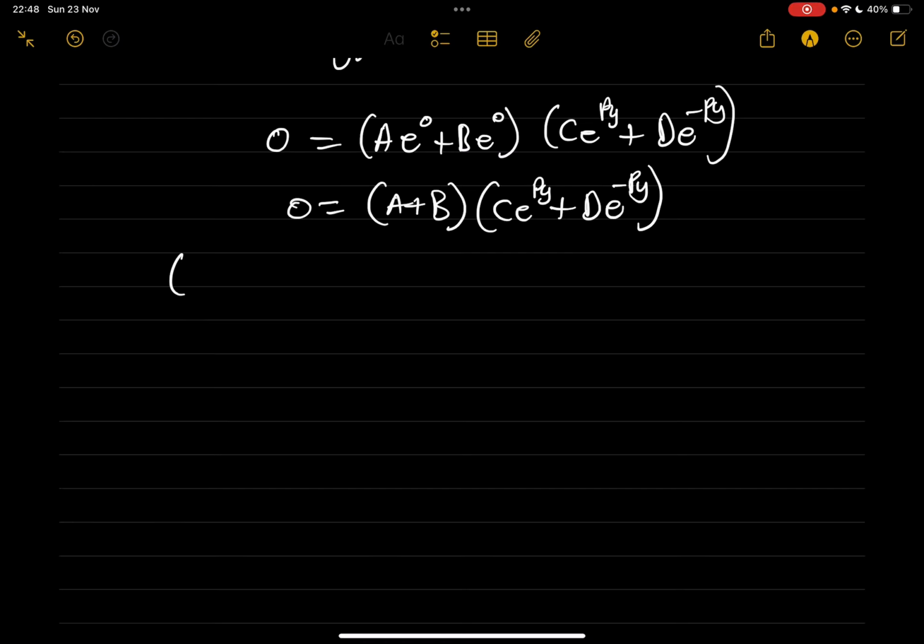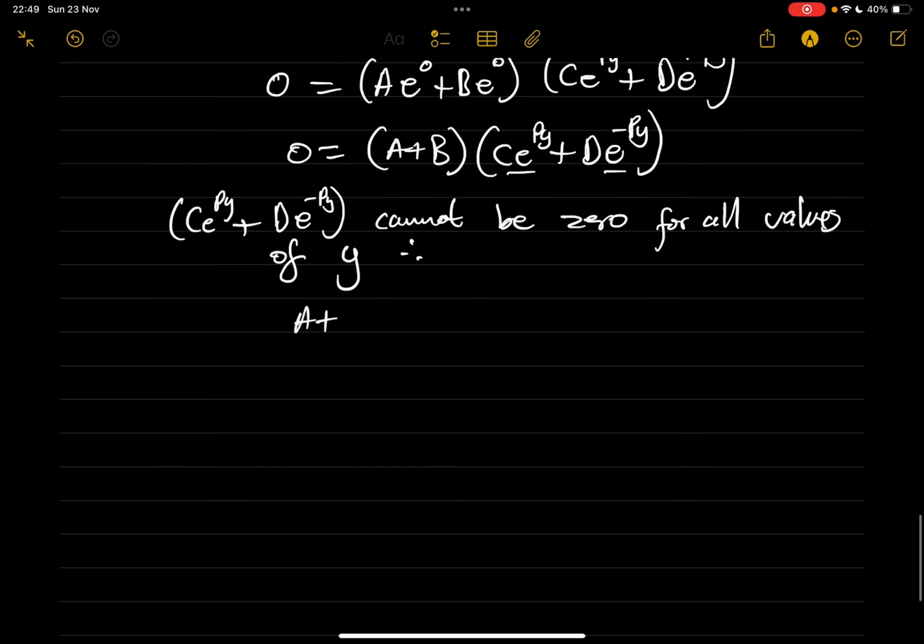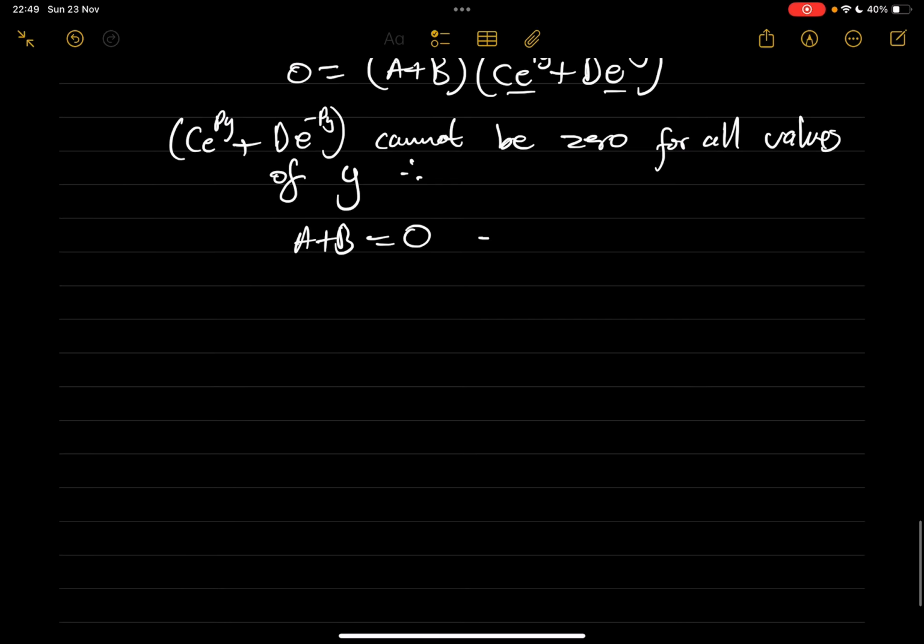So you need to write here, since we have exponential terms, that e^(py) plus d e^(-py) cannot be 0 for all values of y, which means therefore a plus b, that term, is the one that is equal to 0, which gives us a new equation, a is equal to minus b.